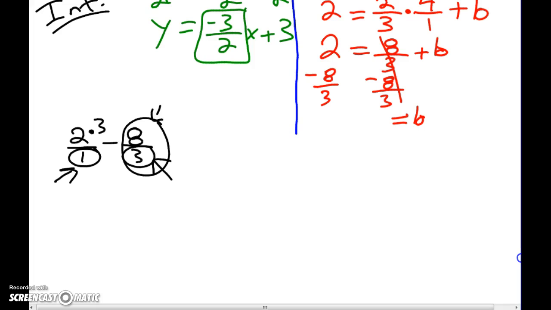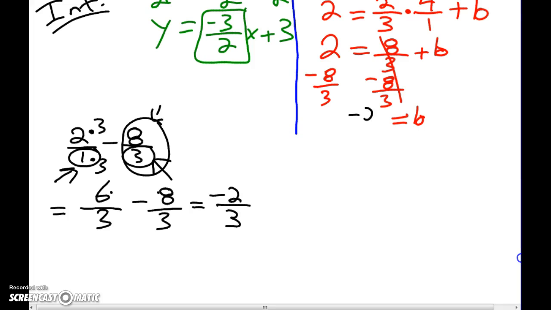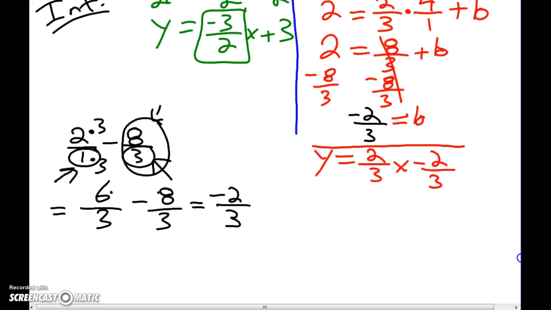So I'm going to, again, multiply the numerator and denominator by 3 on this first one. 2 times 3 is 6, over 1 times 3 is 3, minus 8 over 3. Now, since the denominators are the same, all I end up subtracting are the numerators. That leaves me with 6 minus 8 is negative 2 over 3. So that's my b. My final answer, I want to write it in slope-intercept form. Y equals, the slope on this problem was 2/3 x, and now I know my y-intercept is negative 2/3. That is my final answer.